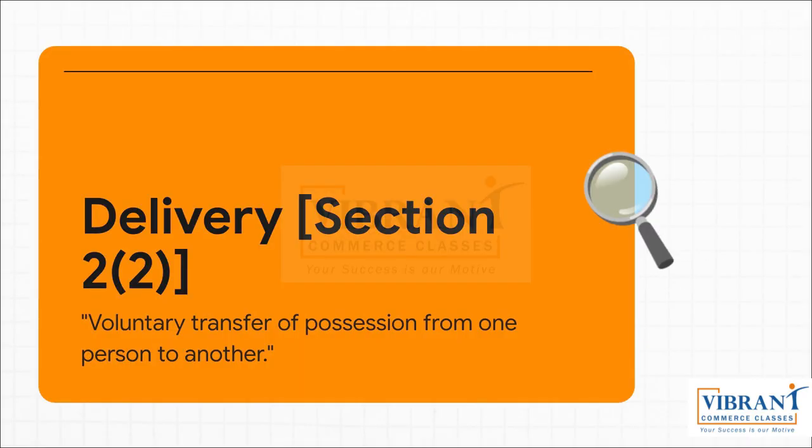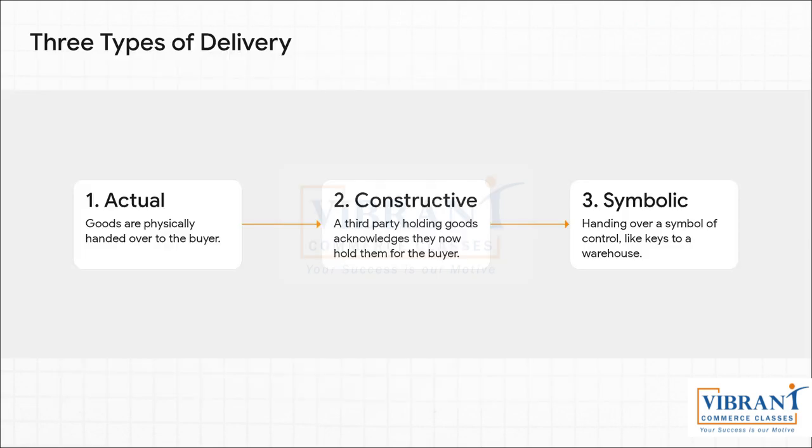Okay, let's talk about delivery. You might think it just means handing something over, but the law is a bit more sophisticated than that. It's all about the voluntary transfer of possession, and there are actually three ways this can happen. First, there's actual delivery, this simple physical handover. Easy enough.